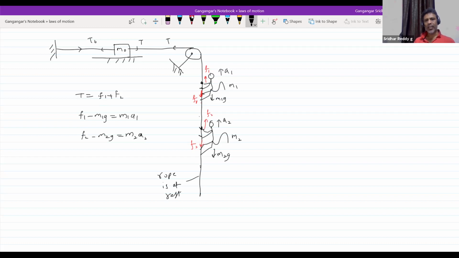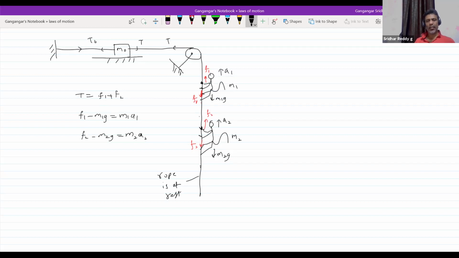The monkey one, when climbing up, what happened? It should press hard on the rope. So on that, what happened? A friction F1 will act upward. Wait, don't disturb in between, I'm explaining the concept. The friction F1 will act upward on the monkey one. Similarly, the monkey one will pull the rope F1 downward. Then the rope will pull the monkey F1 upward. Therefore, F1 minus M1G should be equal to M1A1 on the monkey. F1 will be acting on the rope.